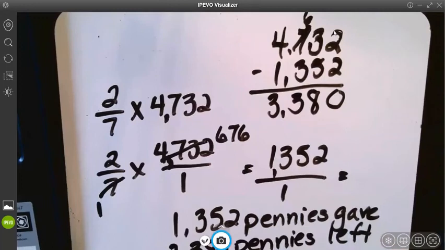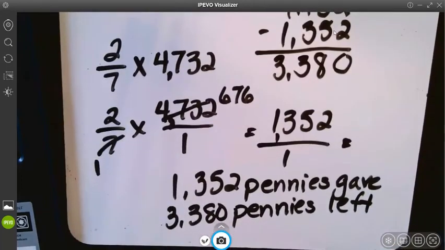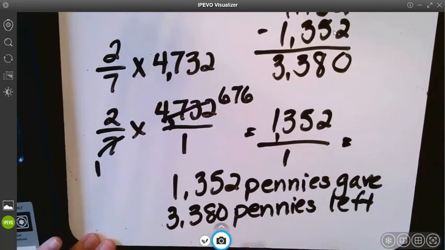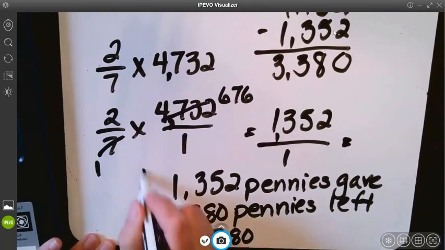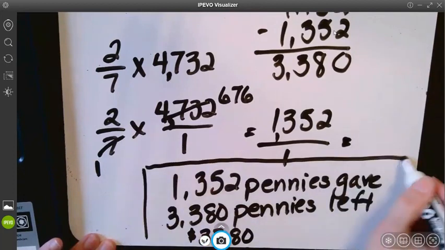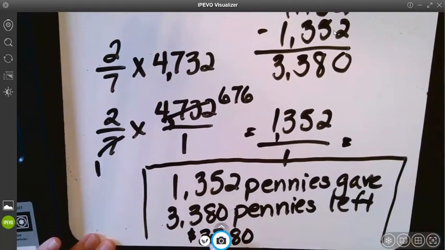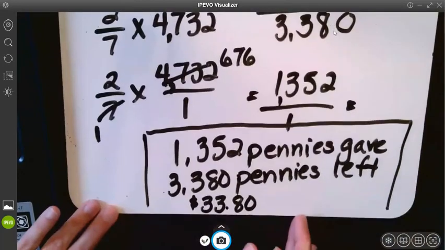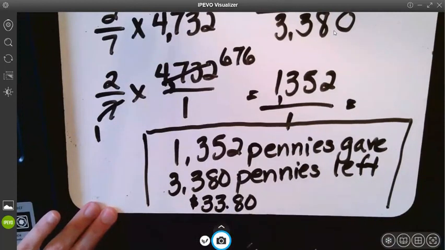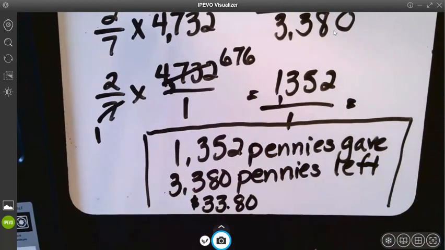left. Okay. Now the next question says, write the amount that is left using a dollar sign and a decimal point. Because we're talking about pennies, we can go ahead and put the dollar sign at the beginning, and it would be $33.80. So you need to have all 3 of these answers on your math page, okay? Because there's 3 different answers. So make sure you have all 3 answers with your work. That was a pretty complicated problem.